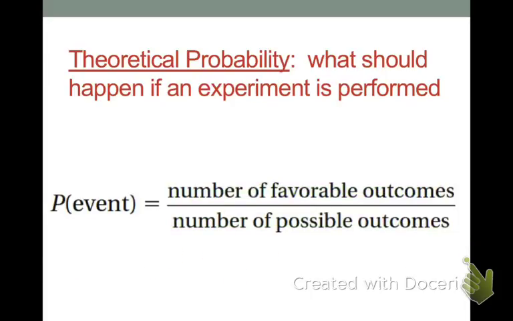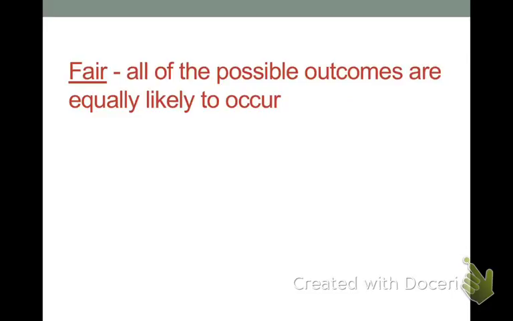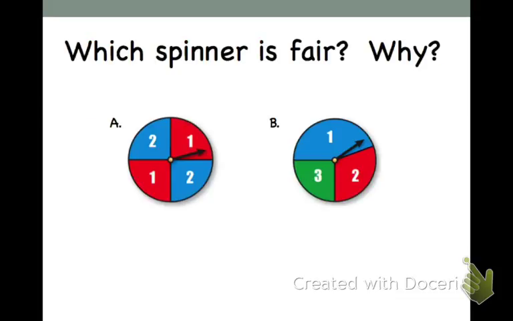So, with that said, let's talk about fair. Fair means an outcome is equally likely to occur. So then unfair means something has a greater chance of it happening than something else. So in this one, we look at spinner A and spinner B, and we see that spinner A has 4 sections. 2 are red and 2 are blue. The sections are equal, so we would say spinner A is fair.